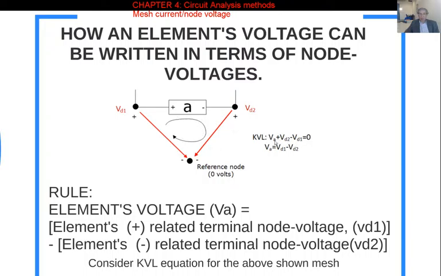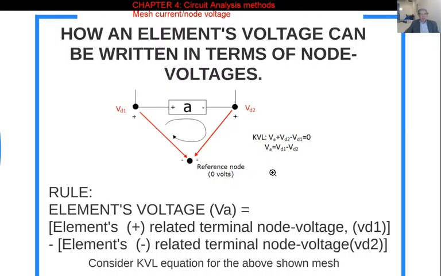If you take VA to one side of the equation, VA is equal to VD1 minus VD2. So we can write a rule from this example. The element voltage VA is equal to the element's plus-related terminal node voltage, which is VD1, minus the element's minus-related node voltage, VD2.